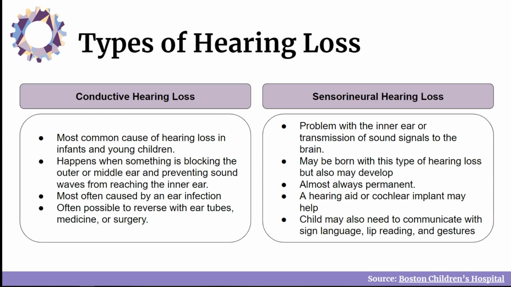The second is sensorineural hearing loss. This type involves problems in the inner ear or the neural pathways to the brain. It can be congenital, meaning the child is born with it, or it can develop later due to genetic factors, noise exposure, or injury. Sensorineural hearing loss is usually permanent. Managing this type of hearing loss may involve hearing aids, cochlear implants, and learning alternative communication methods such as sign language, lip reading, and using gestures. Understanding these types of hearing loss is crucial for effective diagnosis and treatment, helping children achieve better communication abilities and overall quality of life.